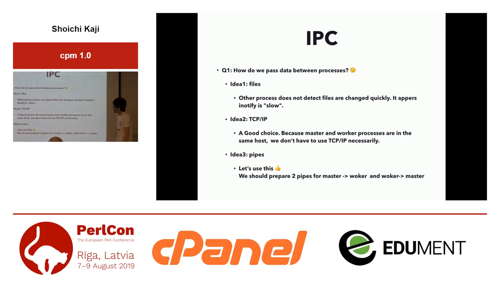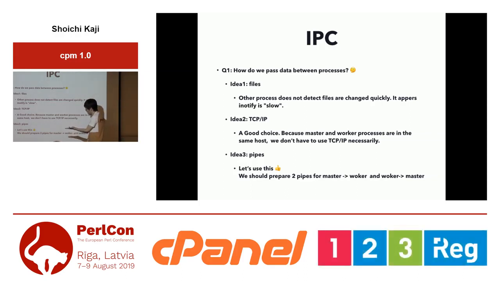So the next choice is TCP/IP, and I think this is a good choice. But in CPM, the master process and worker processes are on the same host, so we don't necessarily have to use TCP/IP. So the third choice is pipes. So let's use pipes.